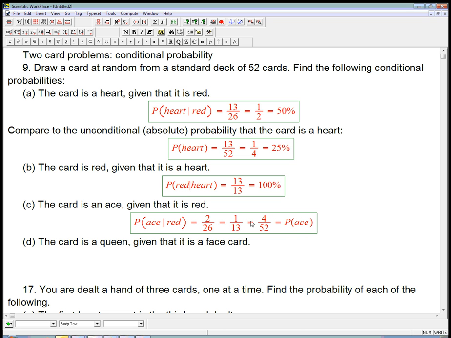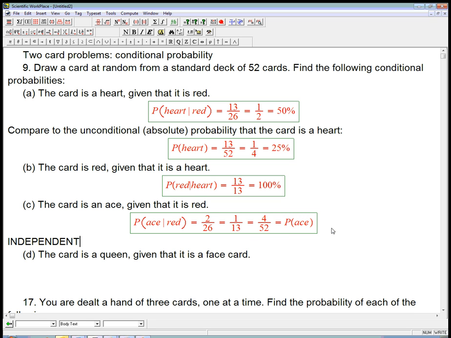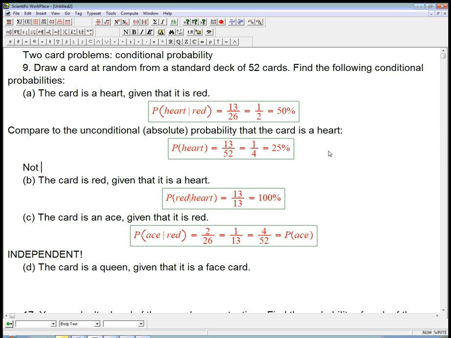Okay. These guys are equal, and that's indicating that ace and red are independent events. Okay. That's really, really important. So these are examples of independent events, whereas these guys are not independent.